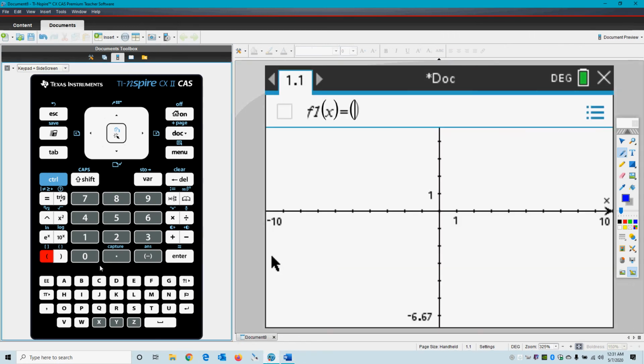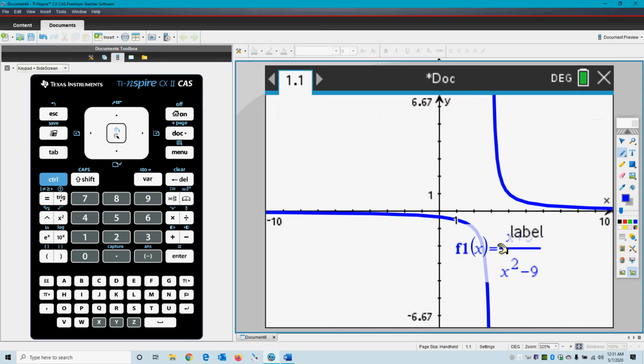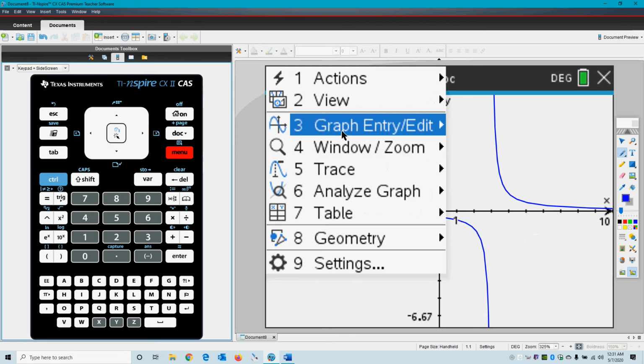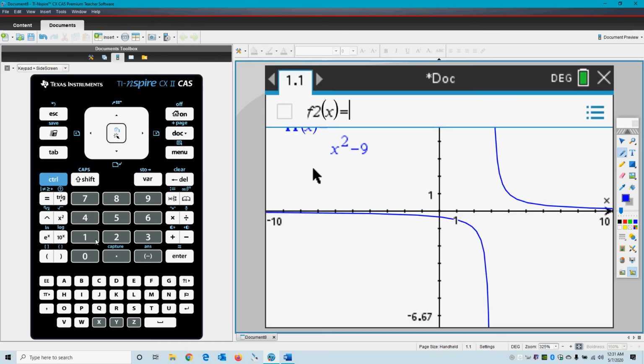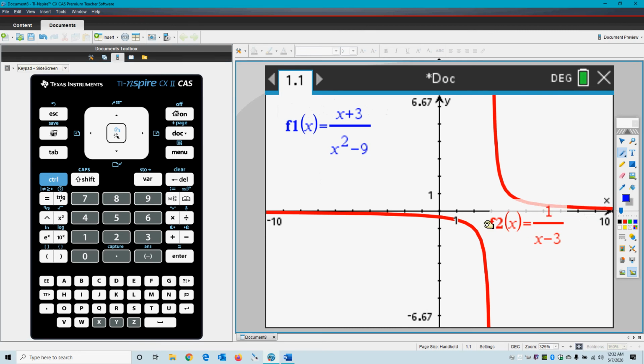So even if we put the original x plus 3 divided by x squared minus 9, I get the blue graph. Menu, graph entry, function. If we put the simplified version, 1 divided by x minus 3, watch closely to the blue line. Boom. The red's just covering it because it's the same graph function.